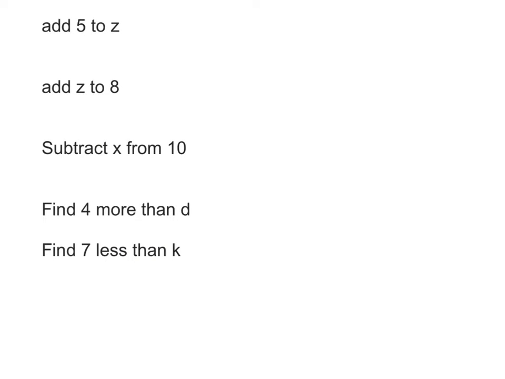Pause the video and see if you can write algebraic expressions for these 5 statements. To add 5 to Z, we'd start with Z and then add 5. Because you get the same answer when you add, I could have also written 5 plus Z, and these both would have been identical, but this is actually the way it's worded. In the second one, adding Z to 8, I start with 8 and add Z. Again, because you'd get the same answer if you took Z plus 8, this would also be acceptable.